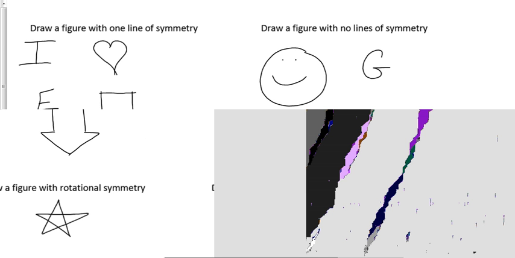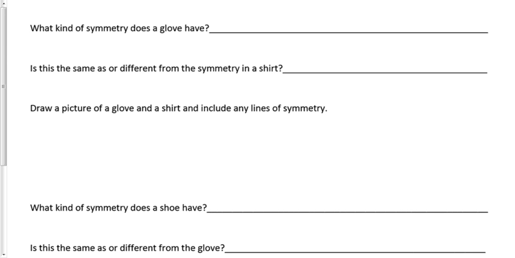So we have a couple more questions about symmetry. What kind of symmetry does a glove have? So when you go outside and you put your gloves on, what kind of symmetry does that thing have? Now, the third question down says draw a picture of a glove. So I'm going to go ahead and draw my glove. That's my thumb. Let me go smaller. Okay, that's a terrible glove, but you know what I'm trying to say here. So here's my glove. The point is, does my glove have any kind of symmetry? And the answer to that is no. It does not have any kind of symmetry.